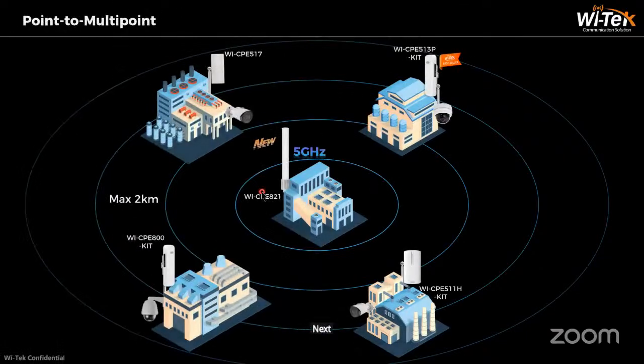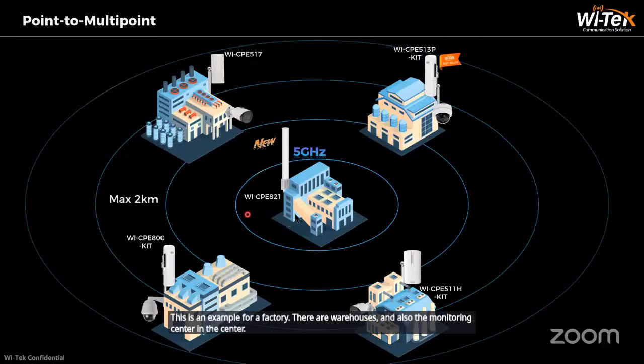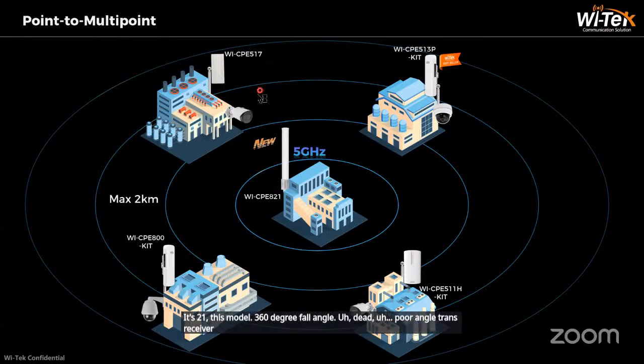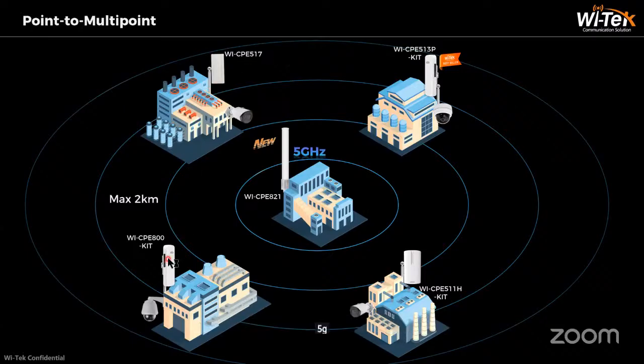Next is the point-to-multipoint networking. As you can see, this is an example for a factory. There are warehouses, and also the monitoring center in the center. For the center, we recommend our WI-CPE 821 model, a 360-degree full angle receiver, and at each site, we can choose other models of Wi-Tek 5G frequency CPEs.